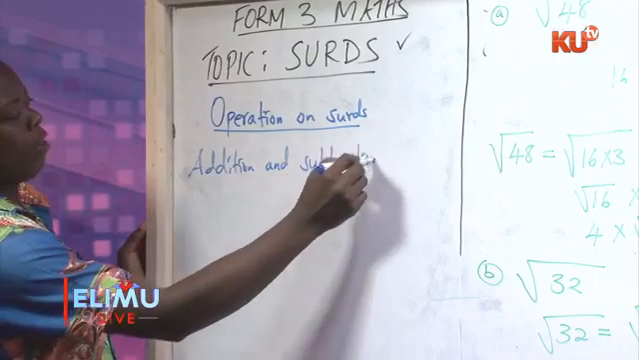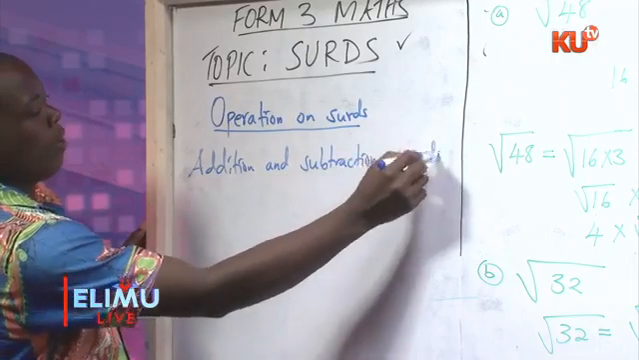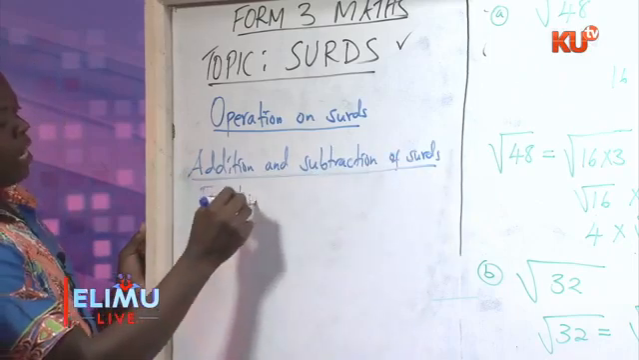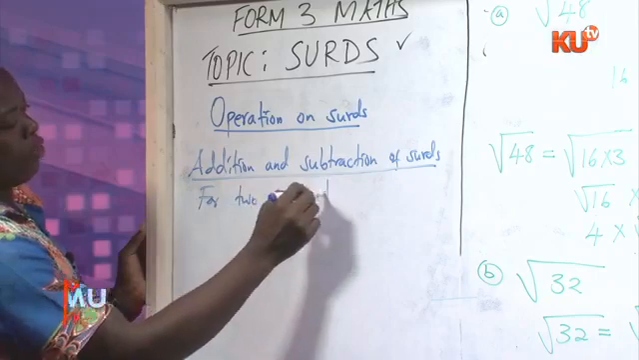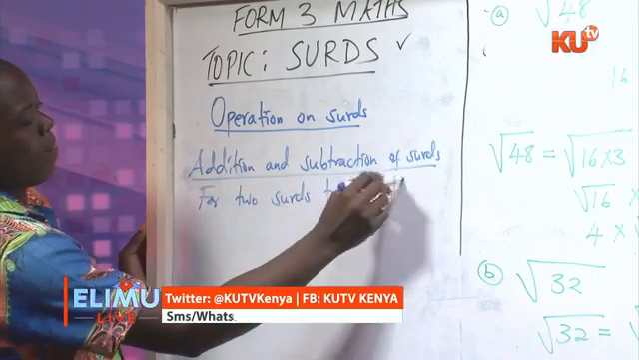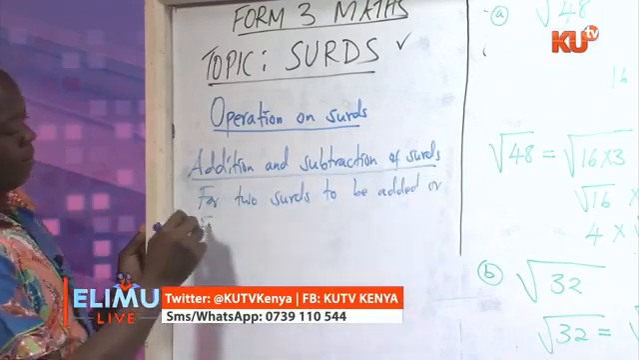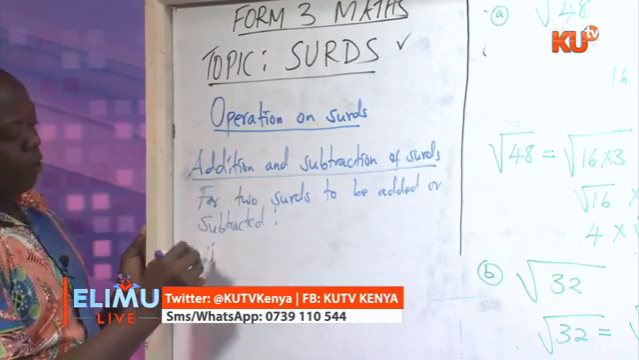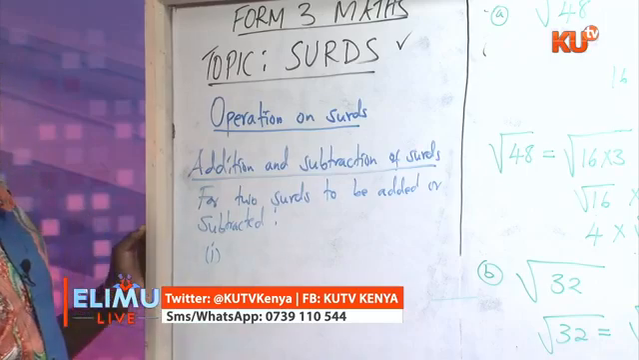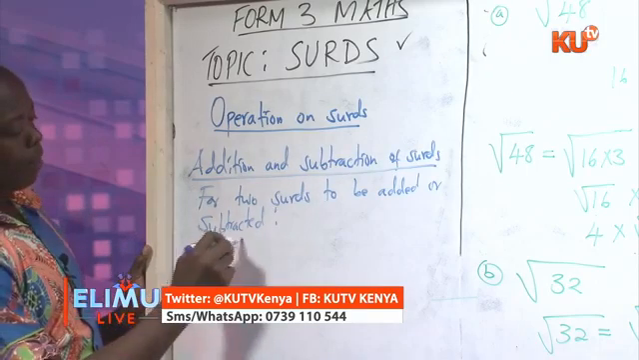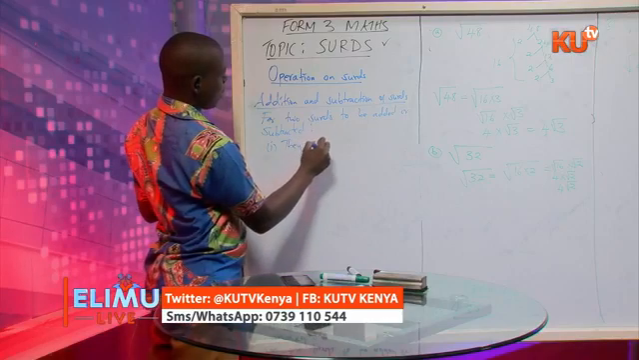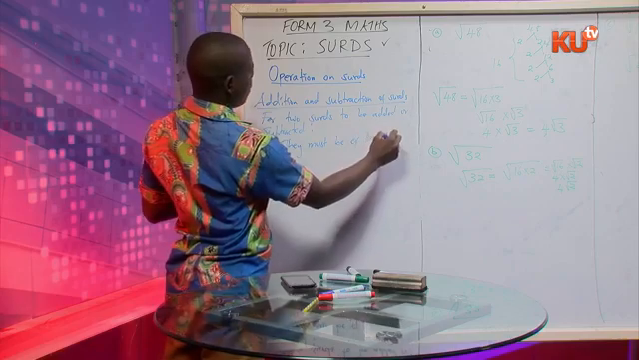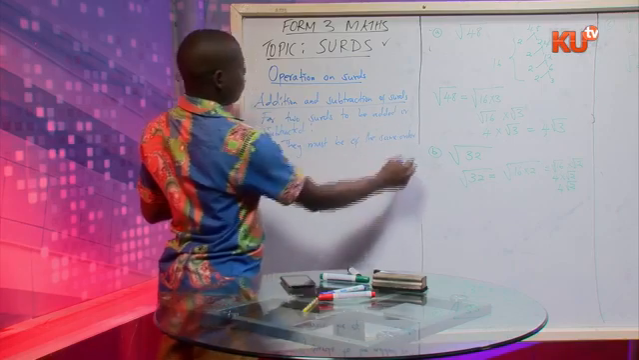In addition and subtraction of surds, we say for two surds to be added or subtracted, they must be in line with these two principles. Number one, they must be of the same order. The two surds must be of the same order.